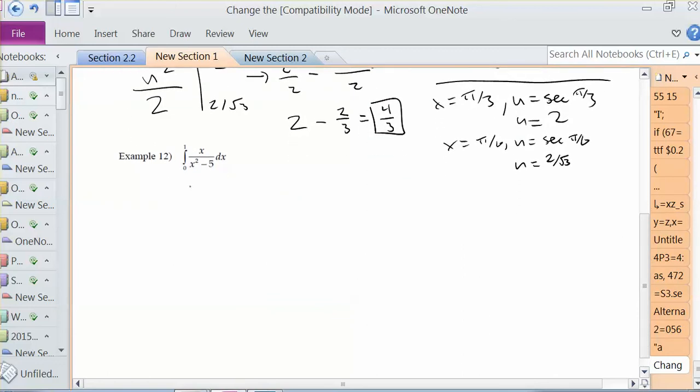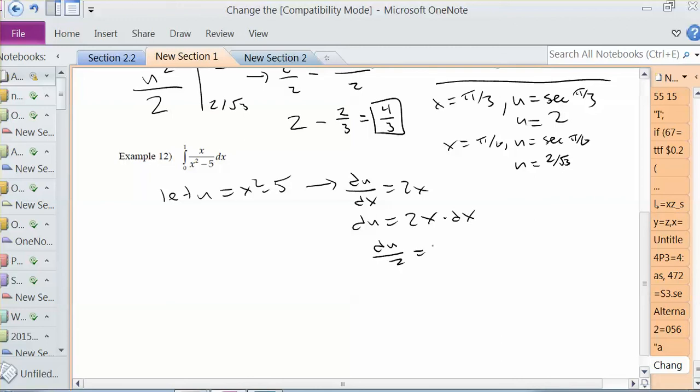You have x over x squared minus 5. So I'm going to let u equal x squared minus 5. Usually the rule of thumb is we tend to let u be the expression with the higher exponent, and if it's in a denominator, it's even better because it means we can use natural log for our antiderivative. That's usually a good idea. So of course du over dx will be 2x. So du equals 2x times dx, and if I just move things around a little bit, x dx of course is du over 2.